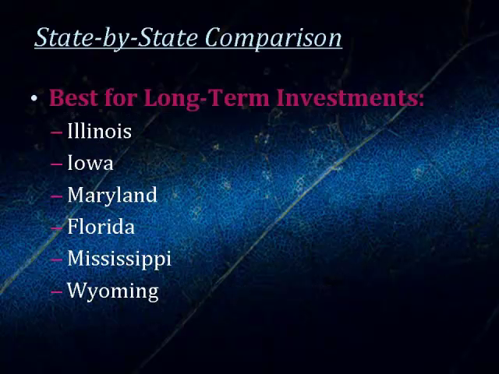So let's talk about the state by state comparison. When we talk about things that are best for long term, we see Illinois, Iowa, Maryland, Florida, Mississippi, and Wyoming.